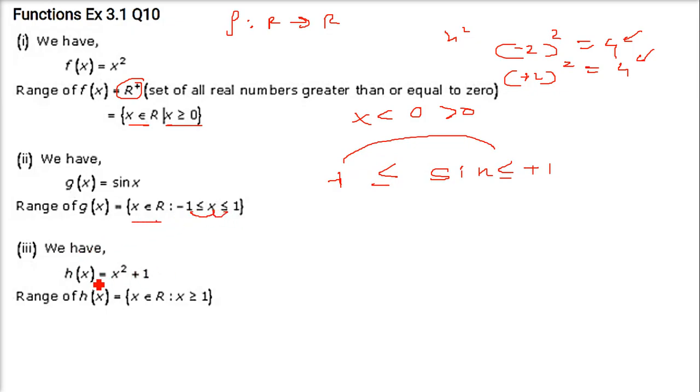Third one is h(x) equal to x square plus 1. So whenever you put anything, you can put 0, minus or plus, because a real number can be anything. Always a positive value will come and it will always have plus 1. That is always greater than or equal to 1, because 1 is already added. So you can say the range of h(x) is y belongs to R and y is always greater than or equal to 1.